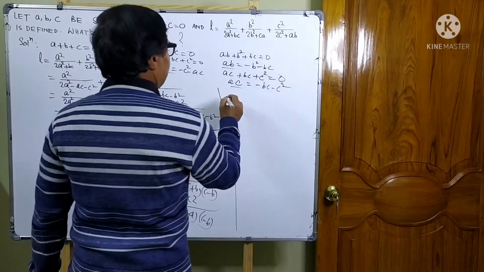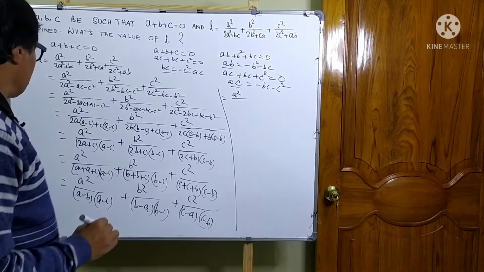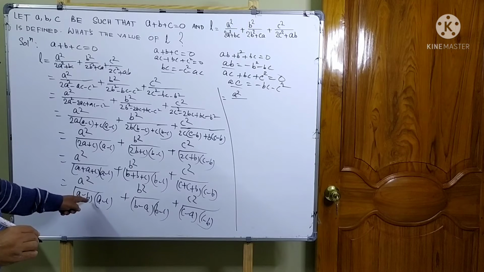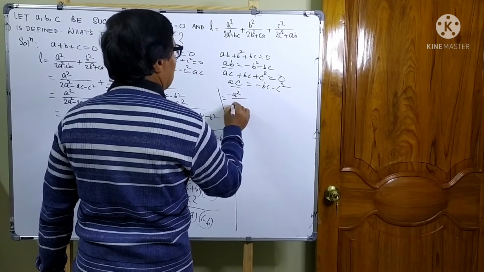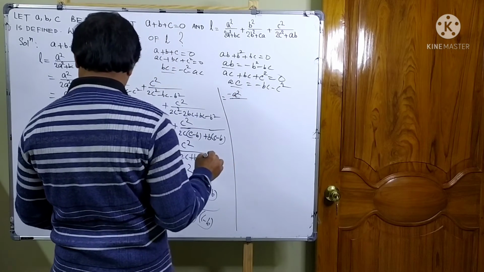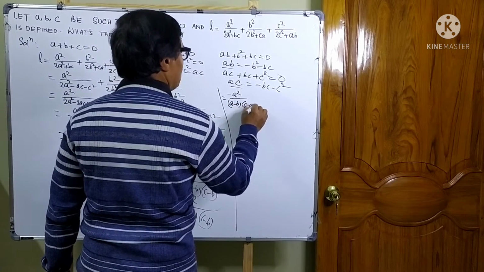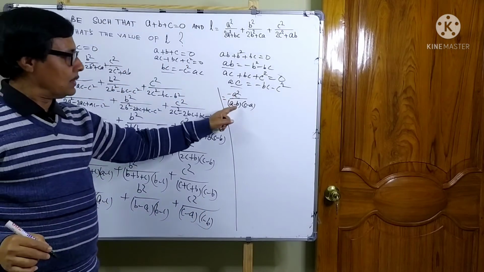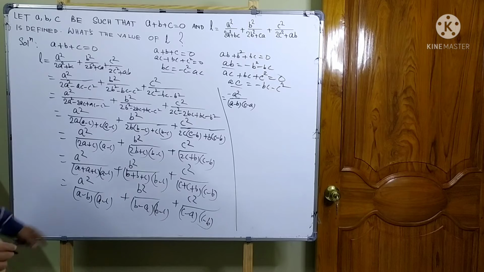That is c minus a, c minus b. So this is equal to a square over a minus b multiplied by c minus a, and also minus a square over a minus b multiplied by c minus a. This can be written as minus a square over a minus b multiplied by c minus a. We can write this in cyclic order of a, b, c.